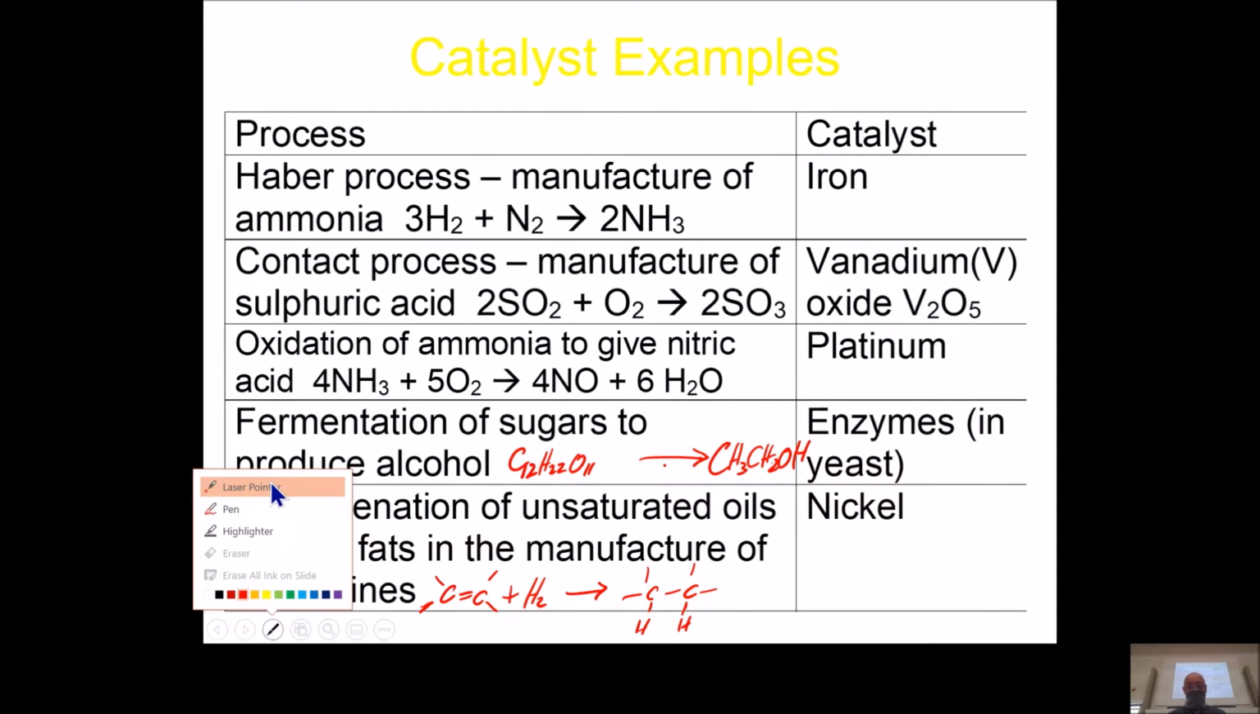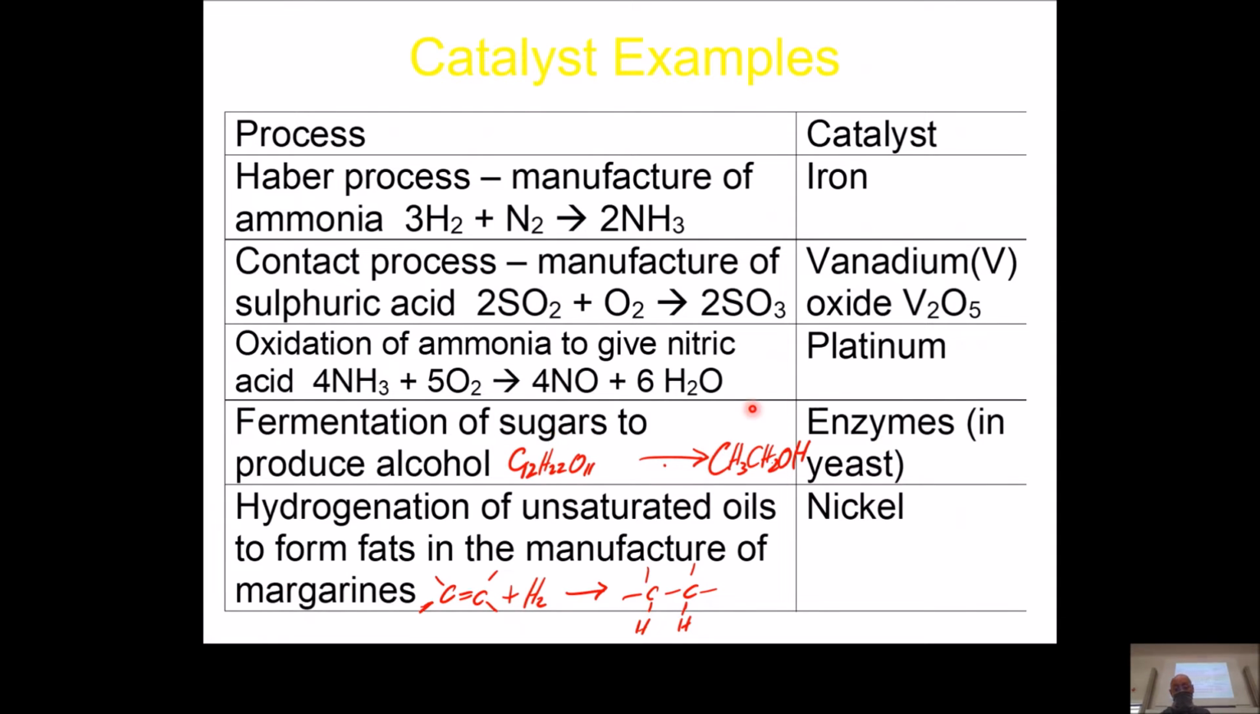So these are just a few ones that you need. This is the fermentation of sugars making alcohol. The catalysts that they use are enzymes. In biology or life science, they call catalysts enzymes. Enzymes are the things that catalyze natural reactions. And you find those in yeast.